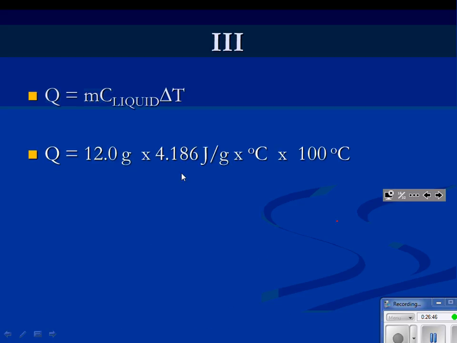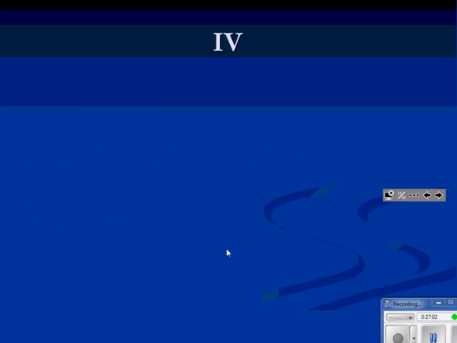So here are my values that we were just talking about. When I multiply those together, I'm going to get 5,023.2 joules. Moving on now, section 4 of my graph. Section 4 is the boiling point. When I look at the boiling point, once again, I am not increasing the temperature. So I do not have a change in temperature.